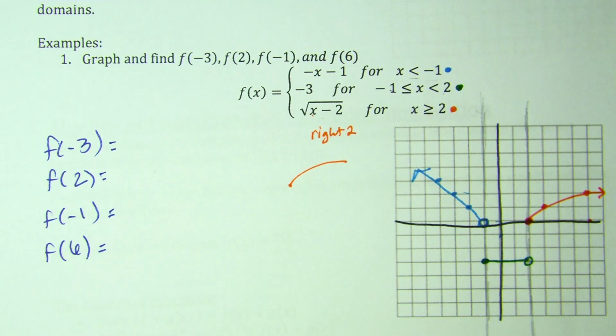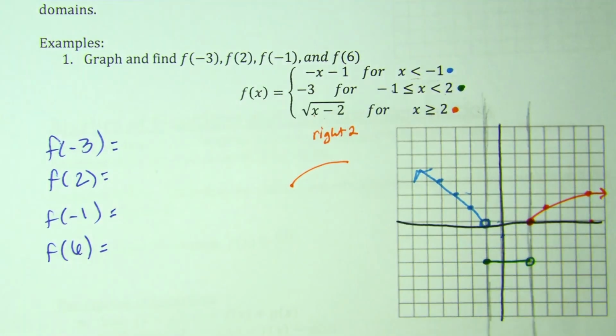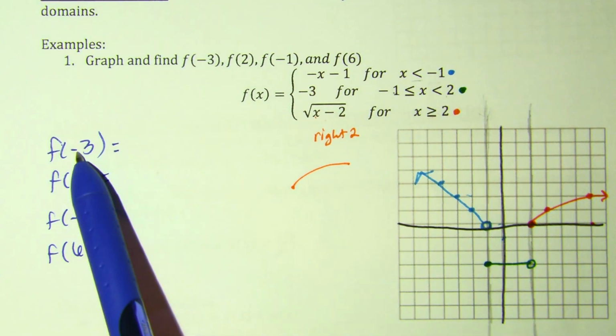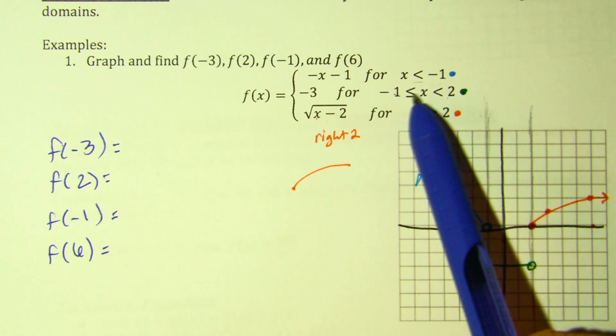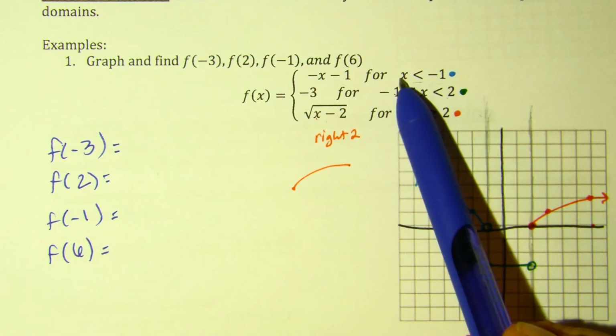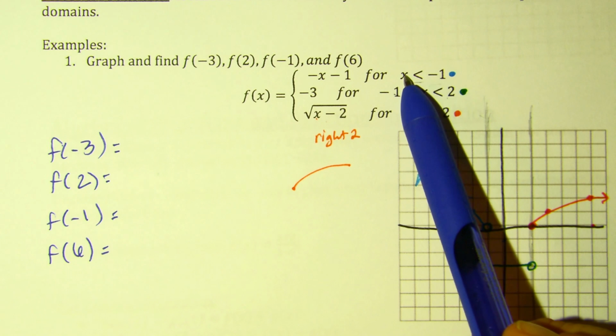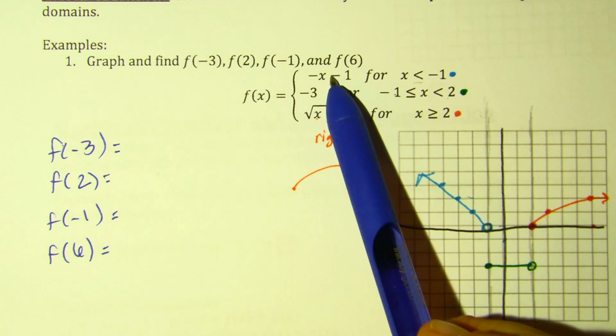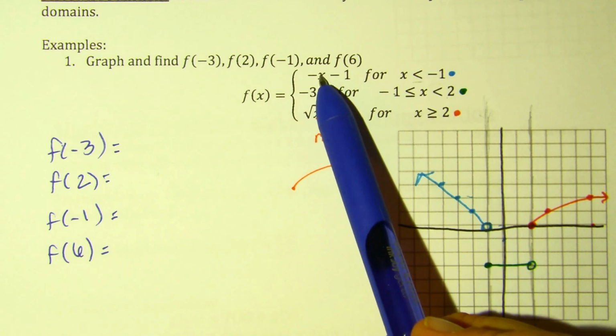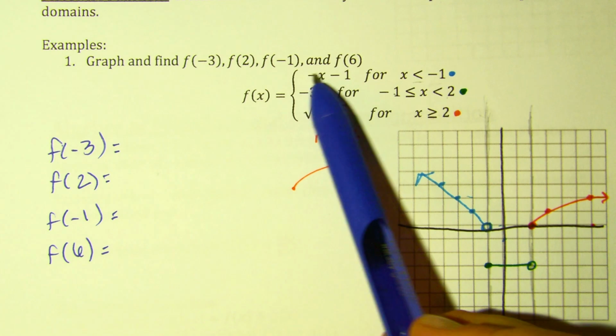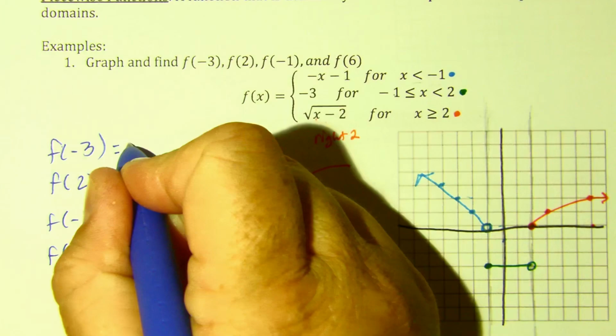Now you can do this just from the equation, or you can do this using your graph, and I'm going to do both so you can see that both of them will give us the same answer. If I want to find f of negative 3, I need to figure out which interval that falls into. Well, negative 3 is less than negative 1, so I would use this equation. If I plug in negative 3, the negative times negative 3 would be positive 3. Positive 3 minus 1 would be 2.